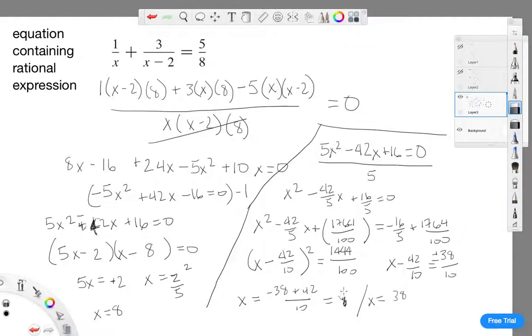Okay. Negative 38 plus 42 is equal to 4. 4 over 10 is equal to 2/5. That's the same answer as that one. And finally, 38 plus 42, as we already saw, over 10 is equal to 80 over 10, or 8. And so you can come to the same answer a couple of different ways. We can also use the quadratic formula. That's the third way to find solutions for quadratic equations.